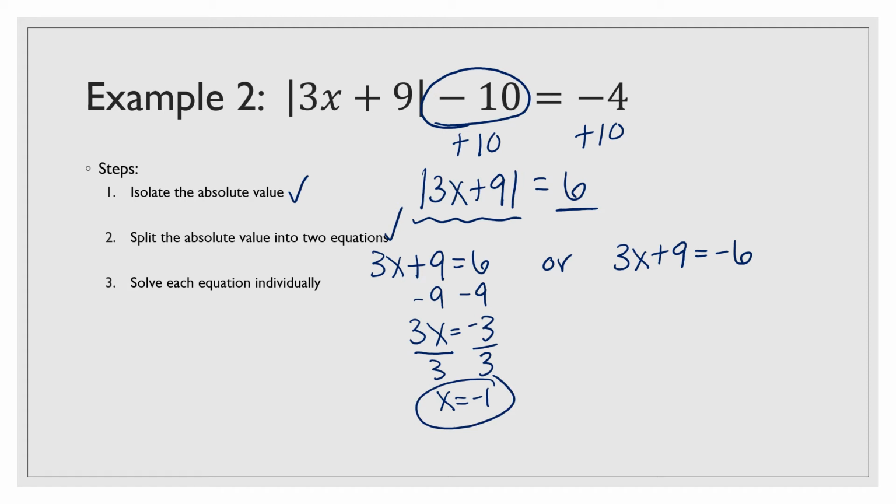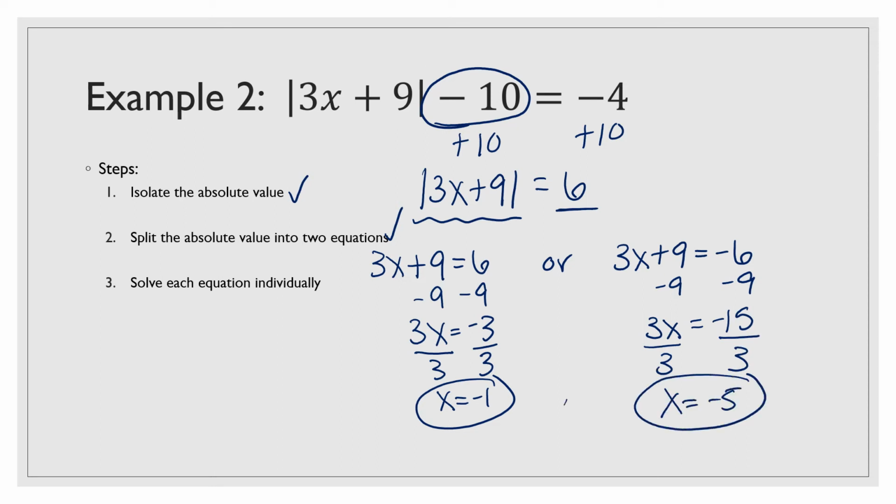And solving the second equation, you're going to go through the same steps. So you're still going to subtract 9 from both sides. But now we're going to get negative 6 minus 9. That's going to get us negative 15. And then we can still divide both sides by 3 to get x equals negative 5. So these are the two solutions to our absolute value.